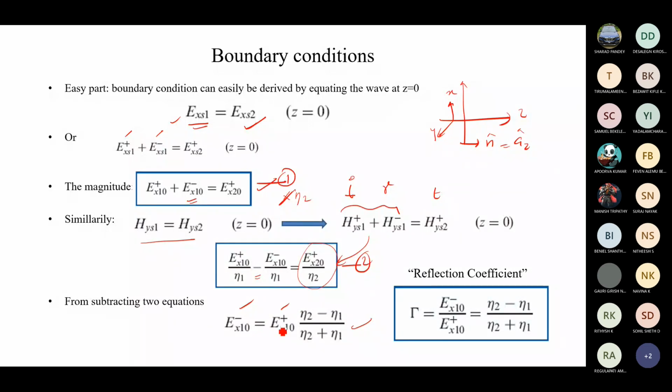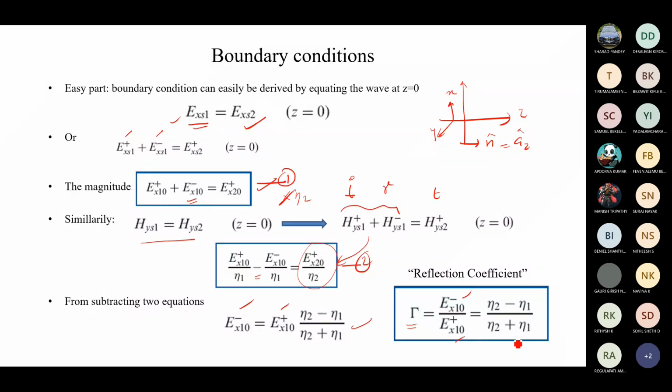And when we take the ratio of them, the reflected component divided by the incident component, it is often referred to with a new term called gamma, which is often referred to as the reflection coefficient. The reflection coefficient defines how much of the electric field is reflected back due to the boundary, meaning the boundary condition or the difference in impedance between the two mediums.